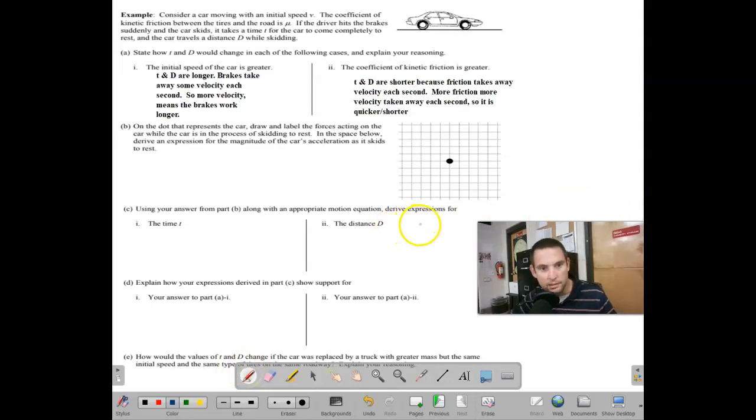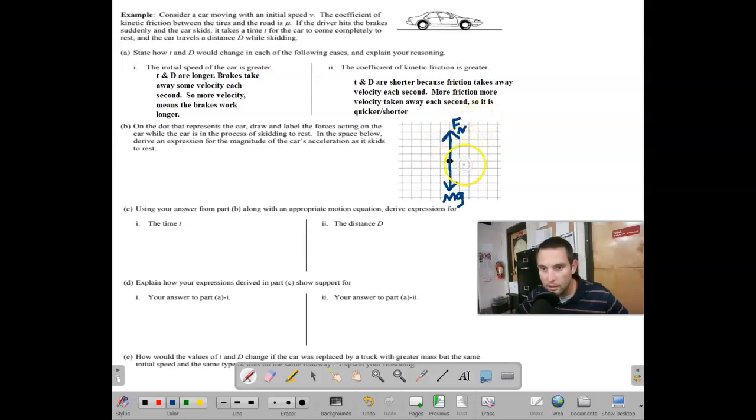On the dot, represent the car. Draw and label the forces acting on the car while the car is in the process of skidding. Well, if a car is in the process of skidding, we know that it's slowing down, right? So here we have mg, or F sub W, pointing down, and up, that's Fn.